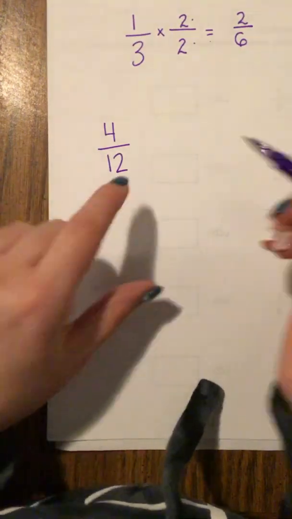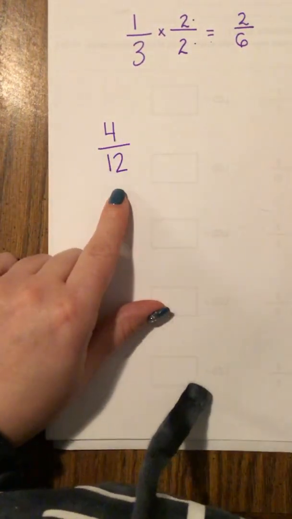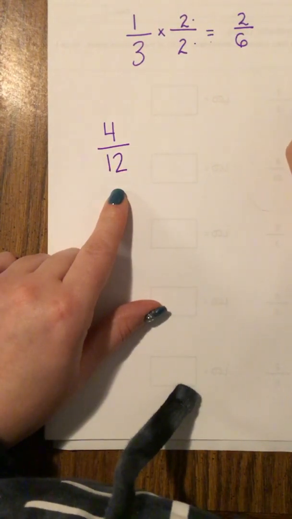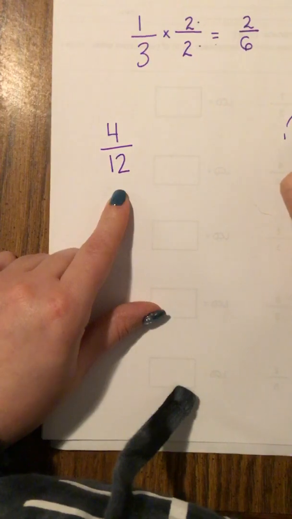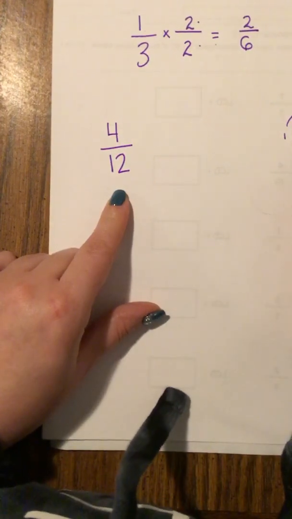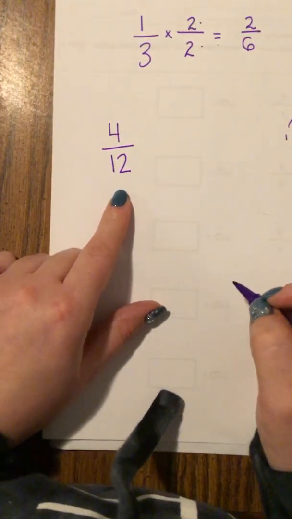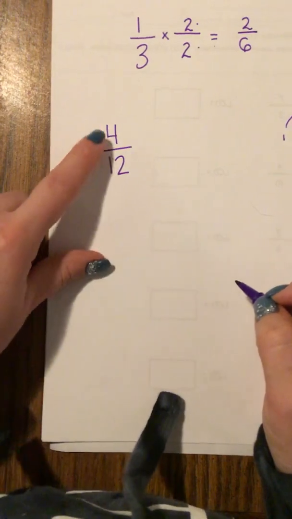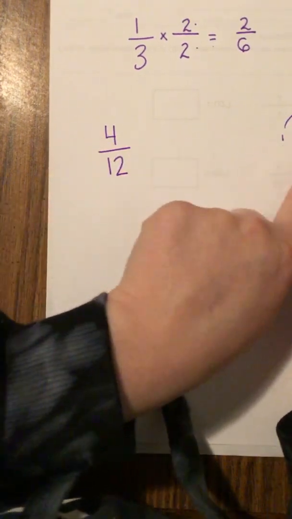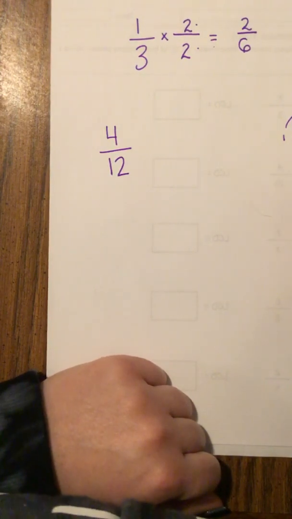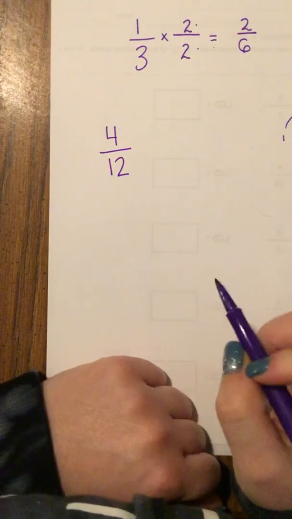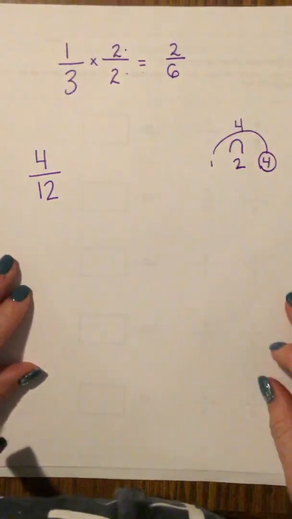So I can see that if I list my factors of 4, I have 1 times 4 and 2 times 2. These are all of the factors of 4. That means those are all the numbers that I could divide 4 by. Well, looking at these, I can divide 12 by 1, 2, and 4. But the biggest number I can divide them both by is 4.